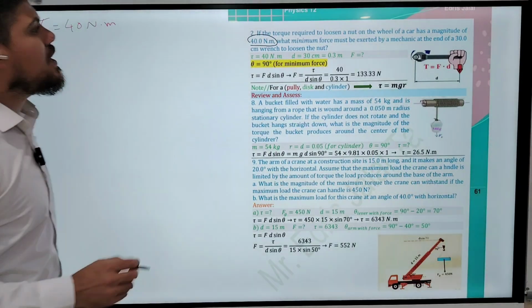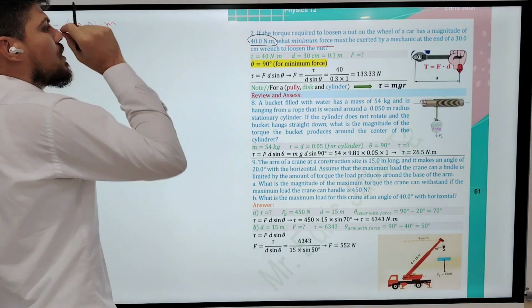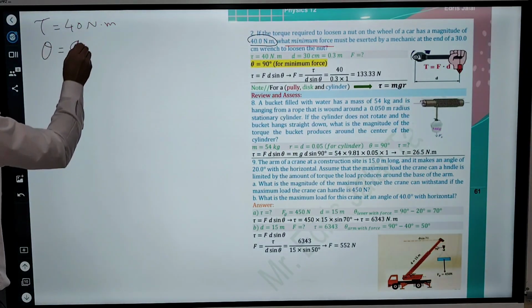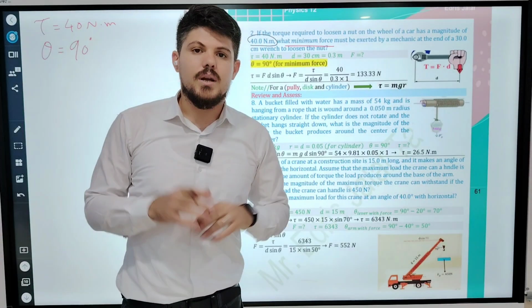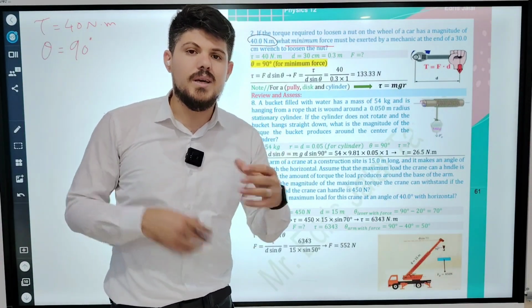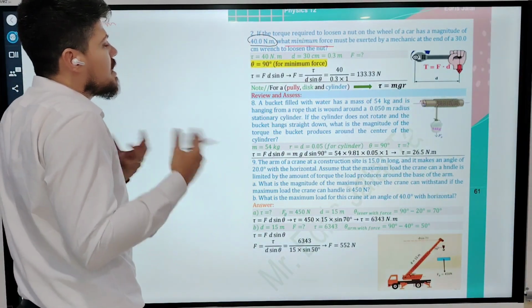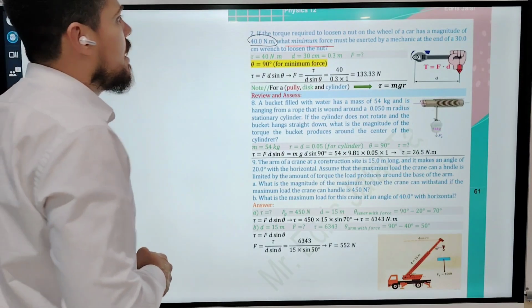Okay? What minimum force? What do you mean by minimum force? As I mentioned before in the notes, if the question says minimum force, it means that angle is 90. The angle between force and the arm should be 90. Why? Because only in the 90-degree we require a minimum force. More than 90, less than 90, you have to use more force to produce the same torque.